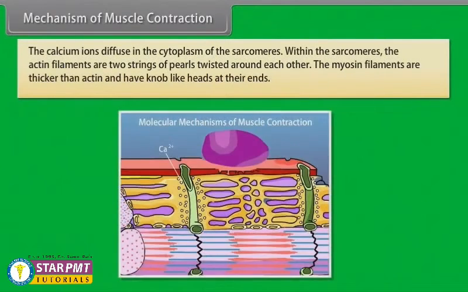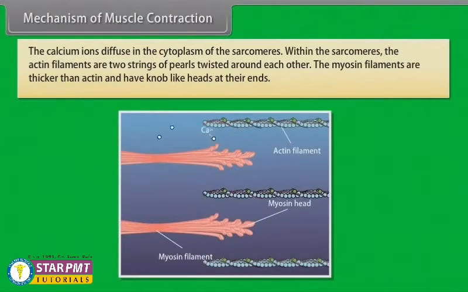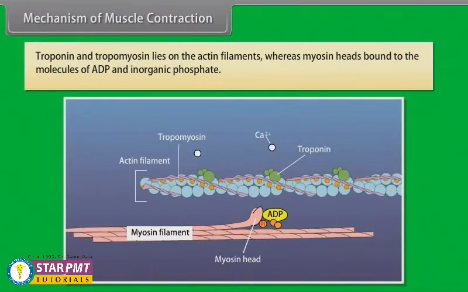The calcium ions diffuse into the cytoplasm of the sarcomeres. Within the sarcomeres, the actin filaments are two strings of pearls twisted around each other. The myosin filaments are thicker than the actin and have knob-like heads at their ends. Troponin and tropomyosin lie on the actin filaments, whereas myosin heads are bound to molecules of ADP and inorganic phosphate.